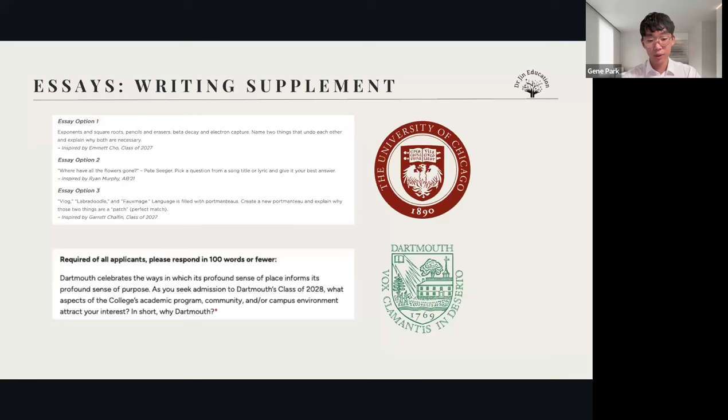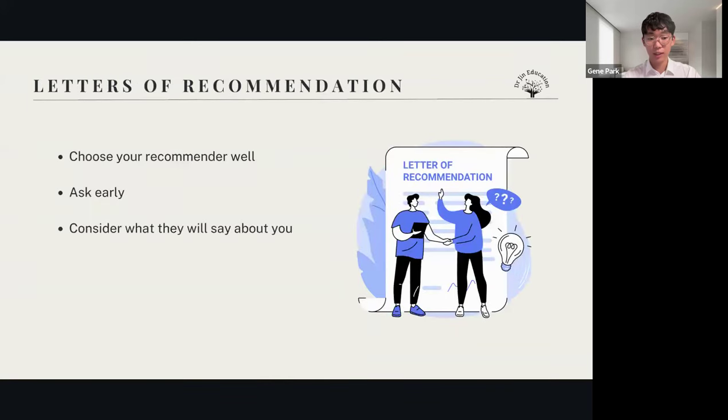Now, another component, which is often overlooked, is letters of recommendation. When you are applying to US institutions, you will generally need at least 2 letters of recommendation. Admissions officers generally want to see letters of recommendation from high school teachers and counselors. But some colleges have more specific requirements.